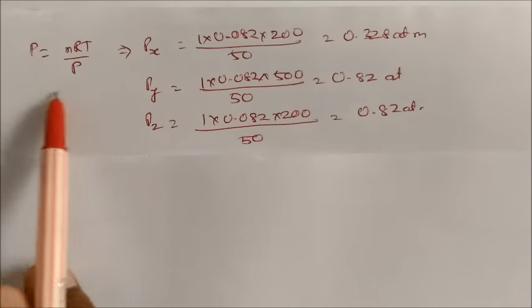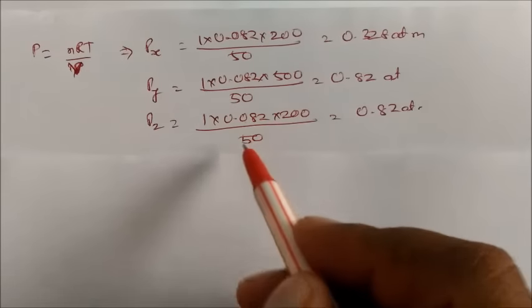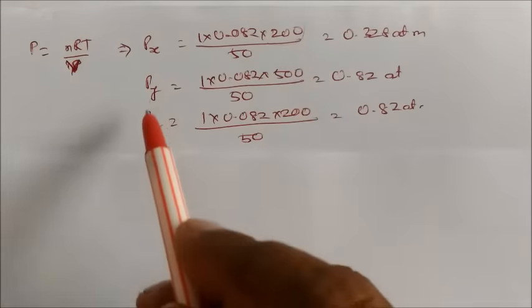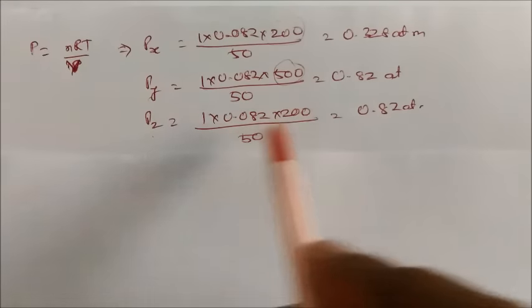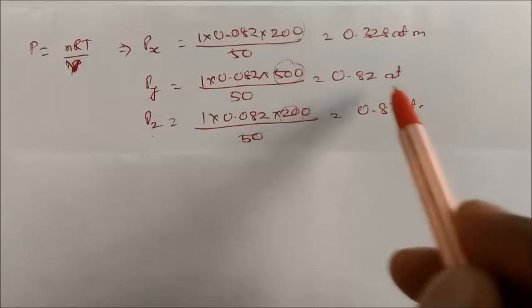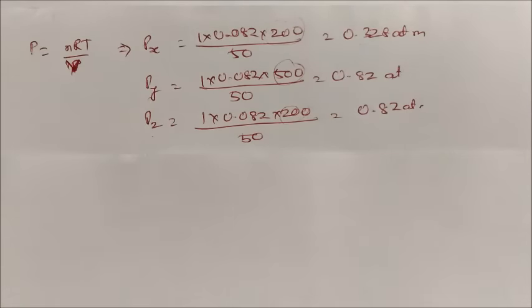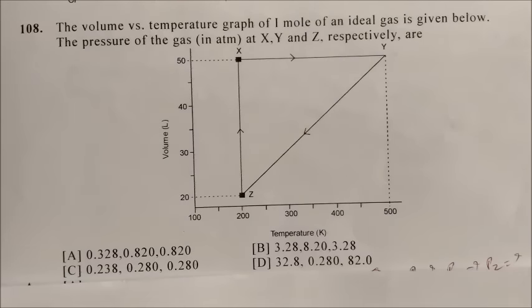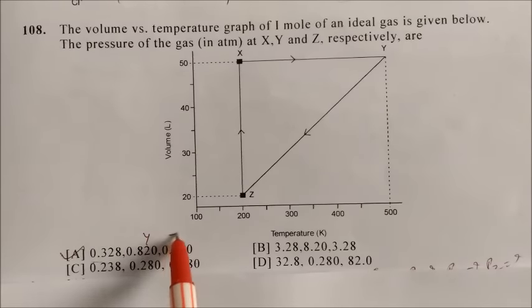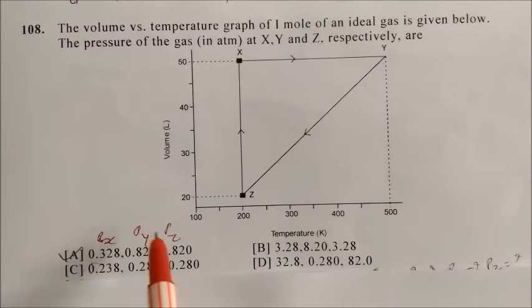So P is equal to nRT by V, and V is given as 50 in every case. For Px the temperature is 200, for Py the temperature is 500, and for Pz the temperature is 200. On solving we'll get 0.328, 0.82, and 0.82 atmosphere. Means Y and Z both have the same pressure. So if you see the solutions, we have option A. So this is our answer, for Px, Py, and Pz respectively.